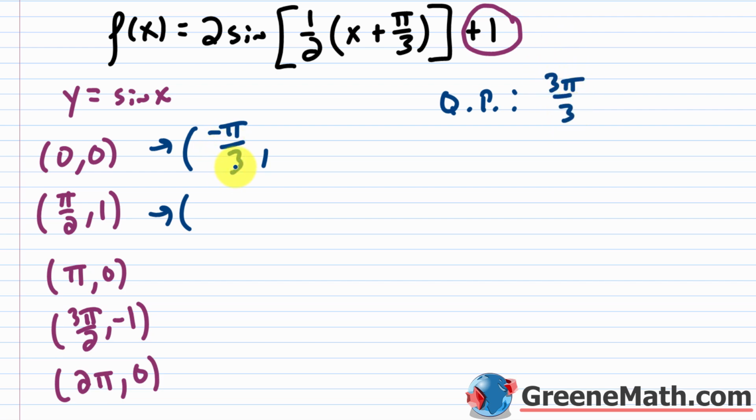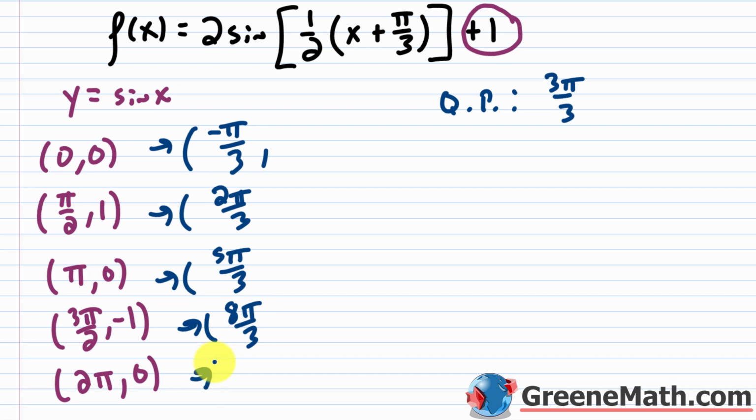So negative pi over 3 plus 3 pi over 3, that's 2 pi over 3. And then you just keep doing that. That's all it is. So 2 pi over 3 plus 3 pi over 3, that's 5 pi over 3. And then 5 pi over 3 plus 3 pi over 3, that's 8 pi over 3. And then 8 pi over 3 plus 3 pi over 3, that's 11 pi over 3. Okay, so just in case you want to see it, if not, you can just skip ahead.